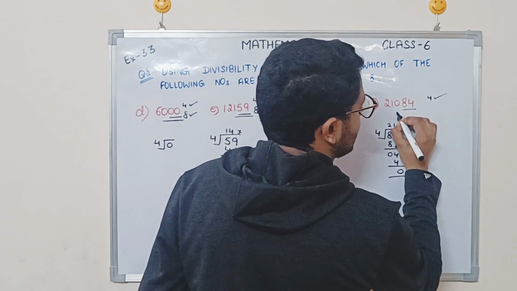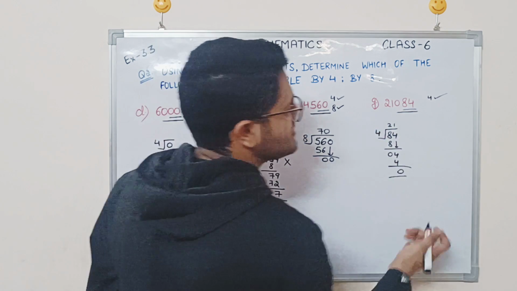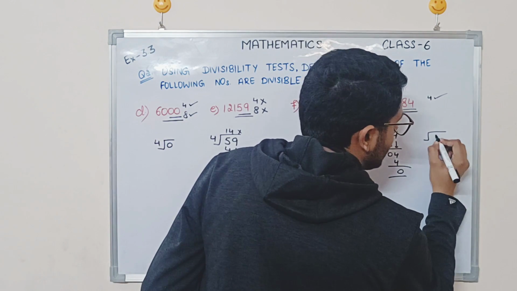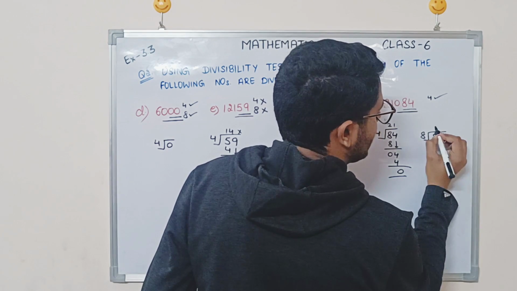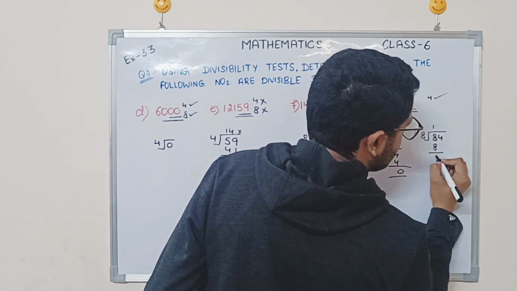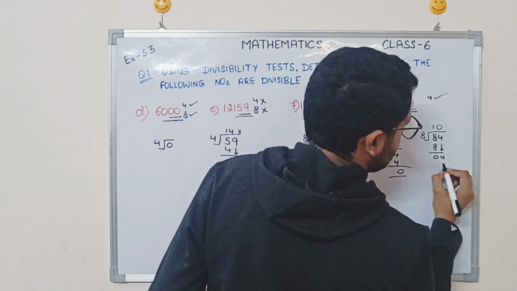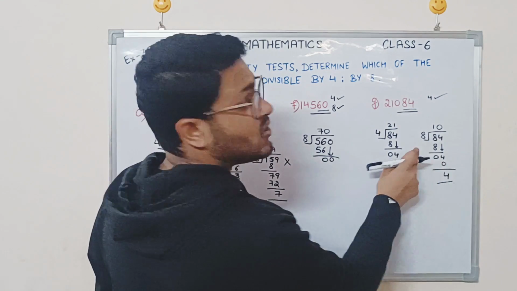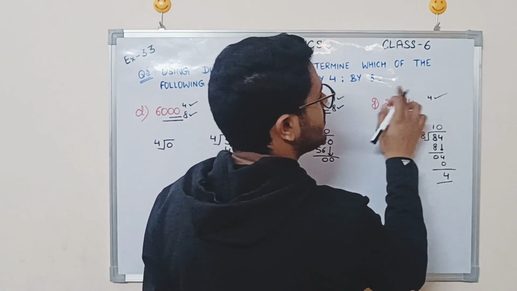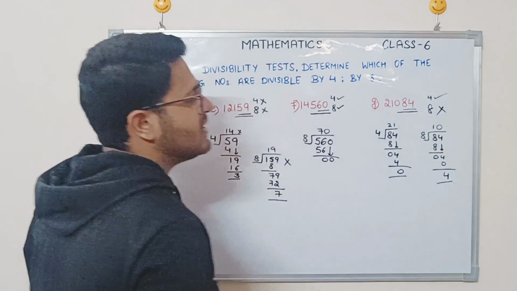Next, let's take the last three digits. The last three digits will be 084, which is nothing but 84 only. So dividing it by 8, 8 ones are 8, 0. So remaining is 4. 4 zeros are 0. We get 4 as remainder. 84 is not divisible by 8. Therefore 21,084 is not divisible by 8.